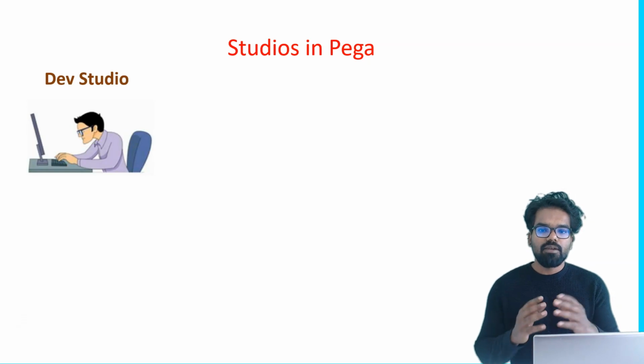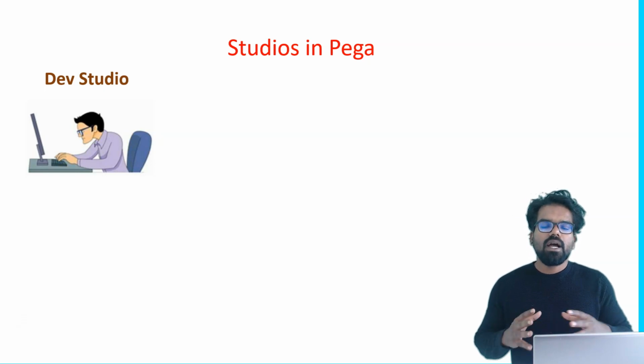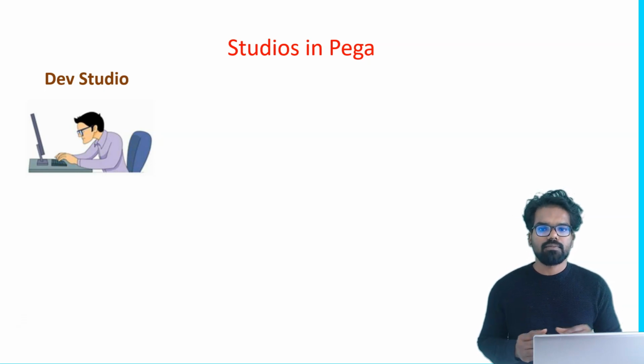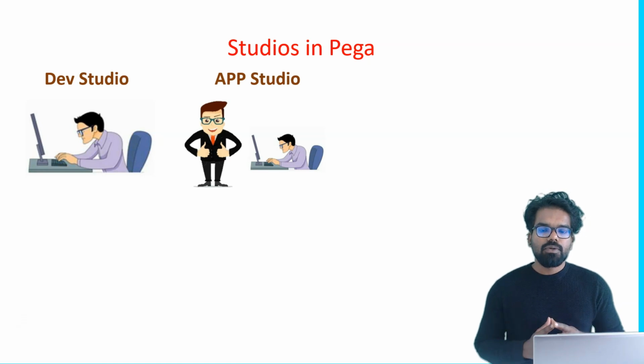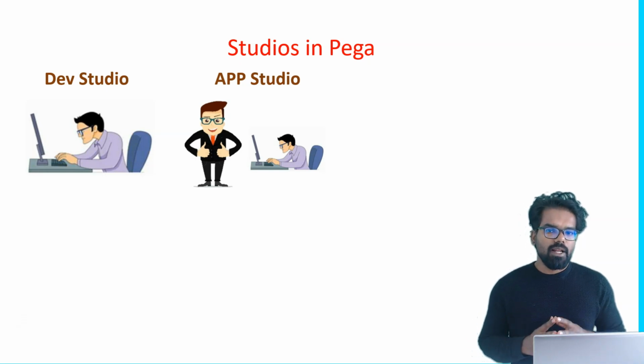The first is the Dev Studio. Dev Studio, as the name suggests, is the development studio where developers log in and do their development activities. The next is the App Studio. Before, we called it Pega Express, and with Pega Infinity we call it App Studio. App Studio is a low-code platform where even business people can collaborate with the development team. They can do some kind of software development.